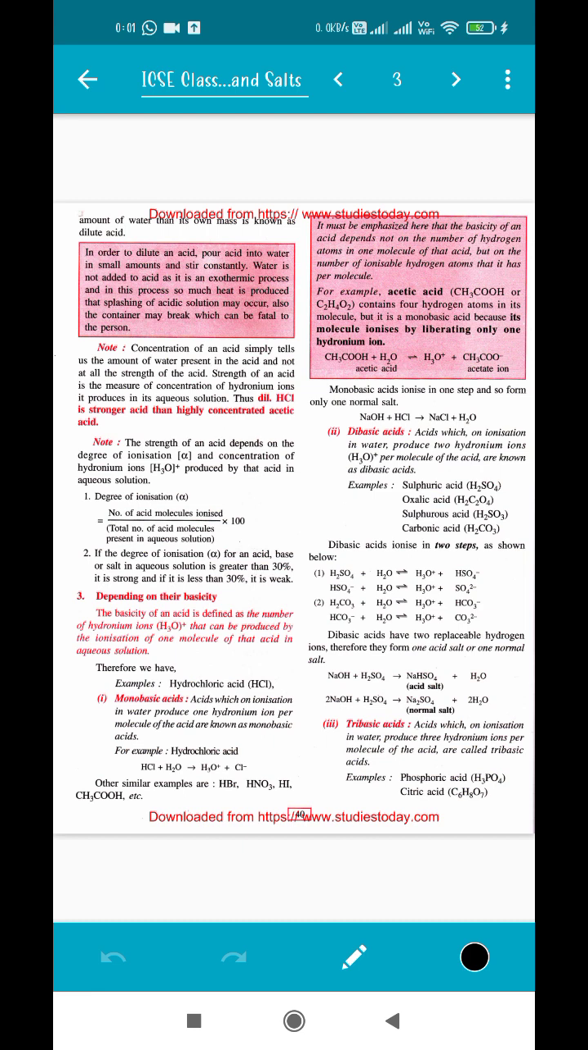So this is all about concentration. The same thing which I told you: dilute HCl is stronger than highly concentrated acetic acid. So it does not depend whether the acid is diluted or concentrated. It only depends upon its property, which is how many hydronium ions it has released into the solution. That is the criterion which will determine whether the acid is strong or weak.